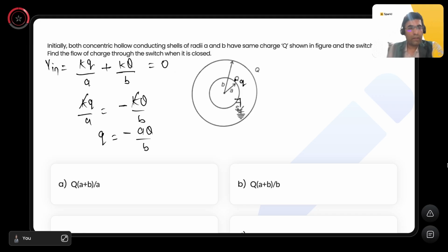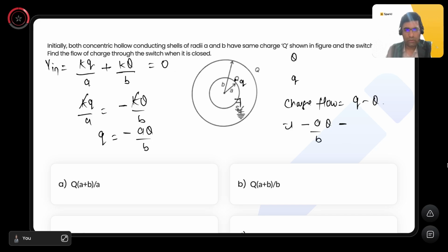Now, we have to find the flow of charge through the switch when it is closed. So initial charge was capital Q. Now the final charge is q. So charge flown will be how much? Final charge minus initial charge. So it will become minus of a by b into Q minus of Q. So it will become minus of Q into (a plus b) upon b. So this will be our answer.